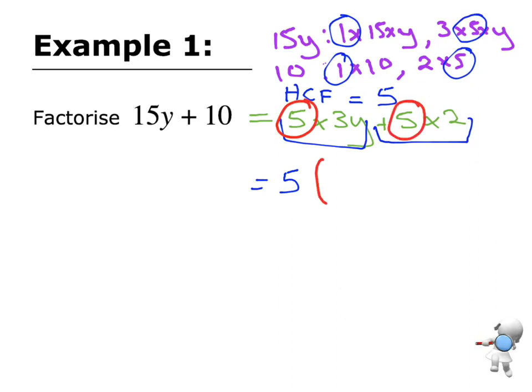Then I'm going to see, well, what's left over? I've got a 3y plus a 2. And that's what goes in the brackets. So that is our factorised form.